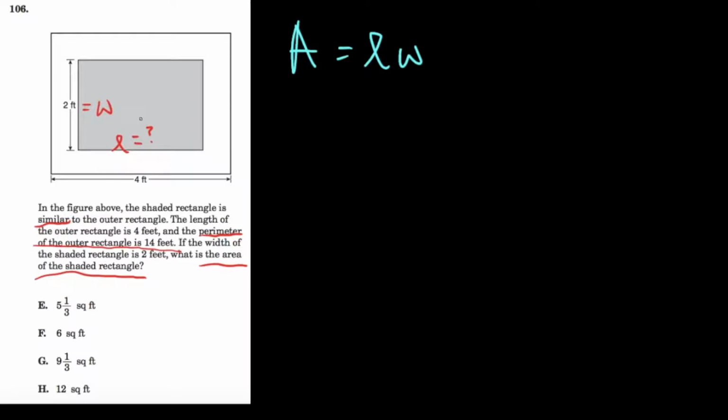Before I go about doing that, let's think about the area that is going to be achieved by multiplying these two values together. This L that I just wrote here has to be less than 4 feet because this rectangle is clearly smaller. It's completely contained within the larger rectangle. There's no way it's going to have a larger length. So its length will have to be less than 4, meaning the area would have to be less than 8.